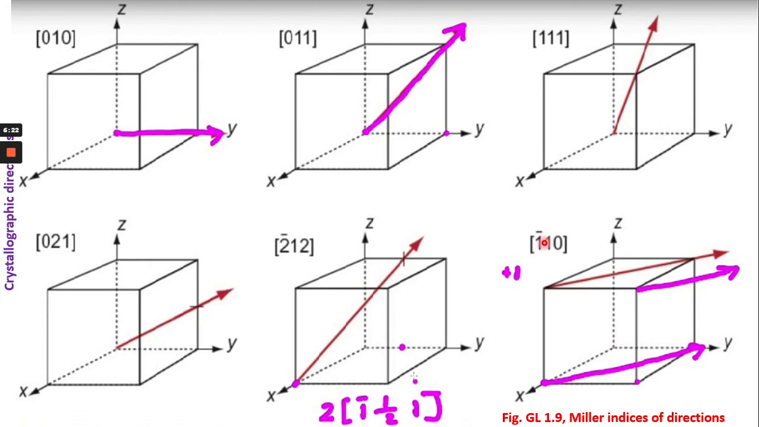Finally, -1, 1, 0. Again the origin is shifted here. So you move x -1, which means this line, parallel to x -1, and then y 1, and that's your end point. Therefore your arrow is pointing from the shifted origin to this one.